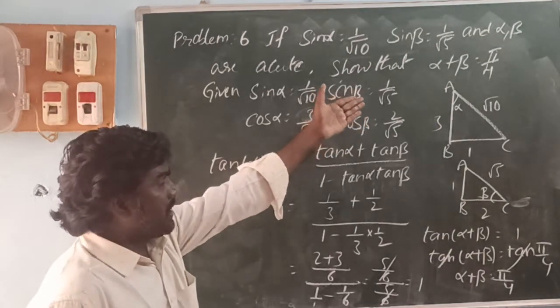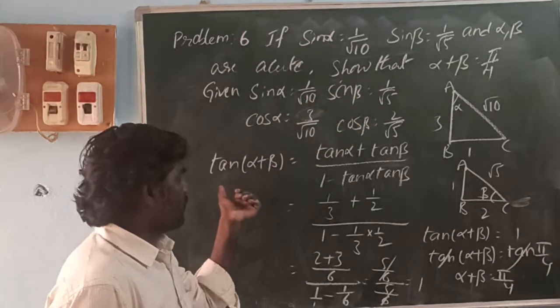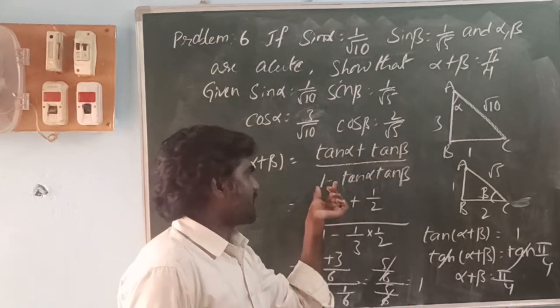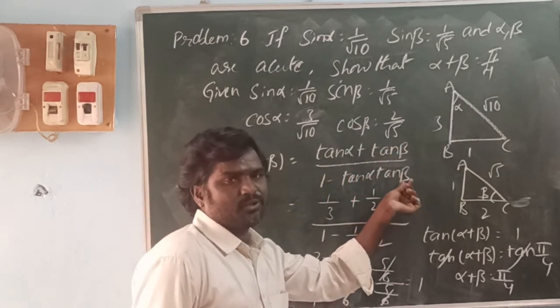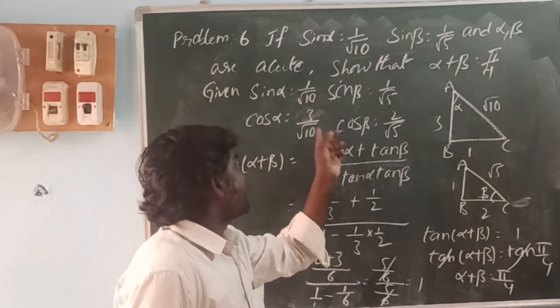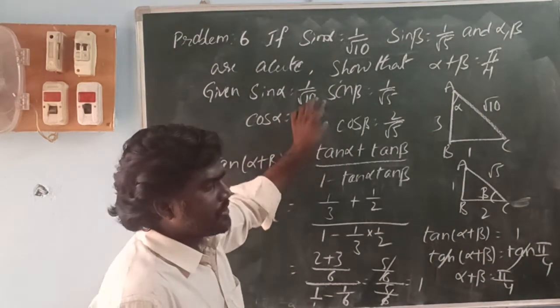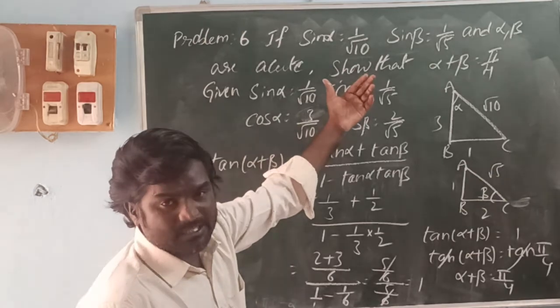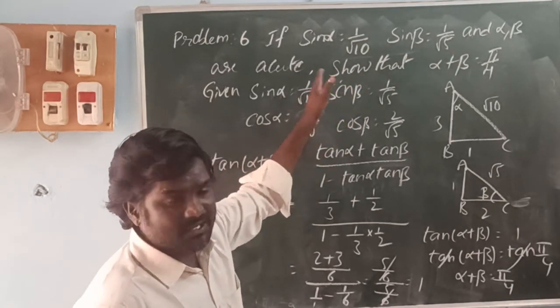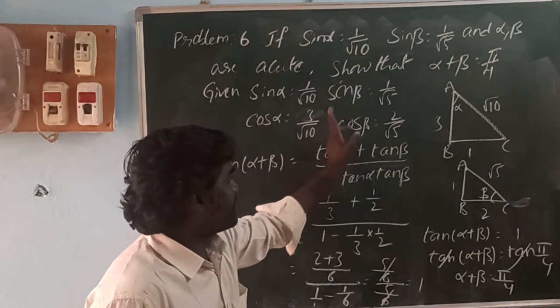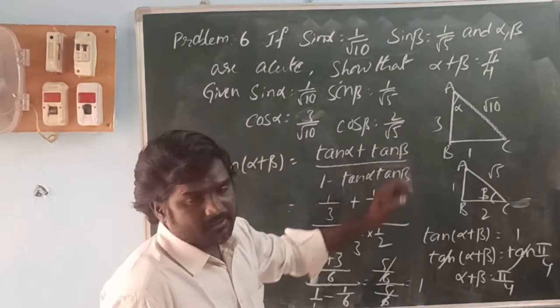So for alpha plus beta we take the tan ratio, that is tan alpha plus tan beta by 1 minus tan alpha into tan beta. Tan alpha means sin alpha by cos alpha, that is 1 by root 10 by 3 by root 10. So the denominator fraction becomes reciprocal. When it is reciprocal, root 10 cancels, that is 1 by 3. Similarly 1 by 2.